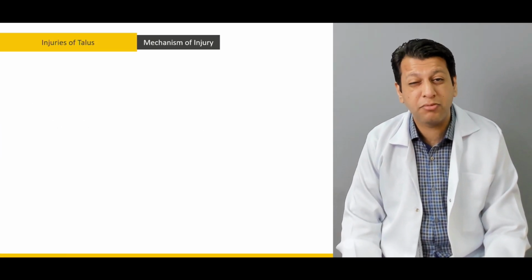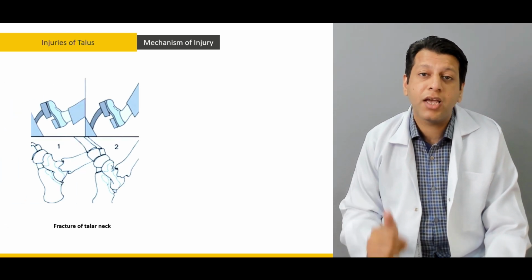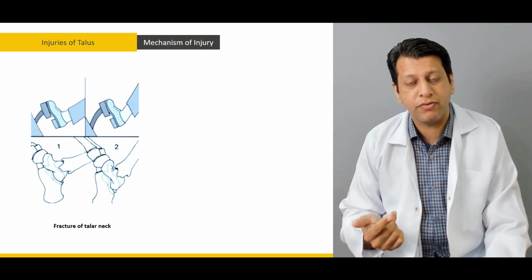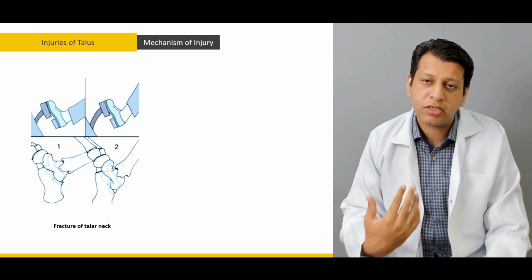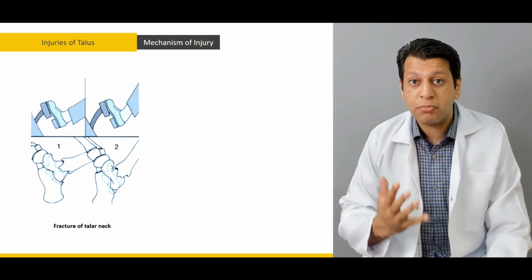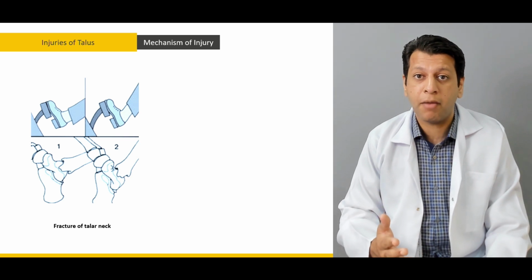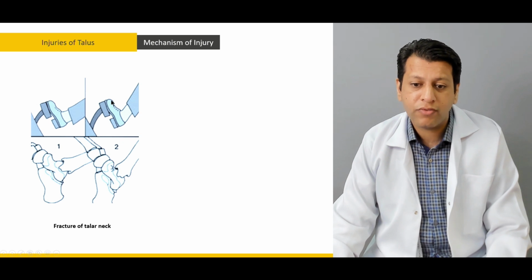Now what is the mechanism of injury? As I told you, the most common mechanism is always axial loading with dorsiflexion of the foot. And how it happens, the patient will not tell you my foot was in dorsiflexion, but will definitely tell you, when I was trying to apply the brake, when I was applying brakes, this disaster happened. And when the brakes are being applied, the foot goes into dorsiflexion.